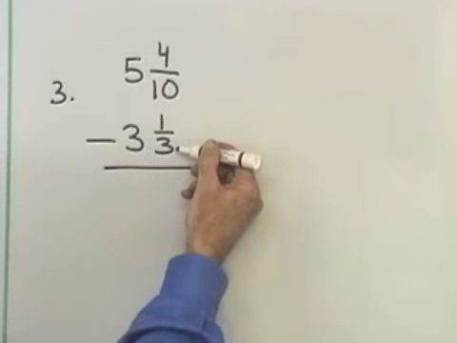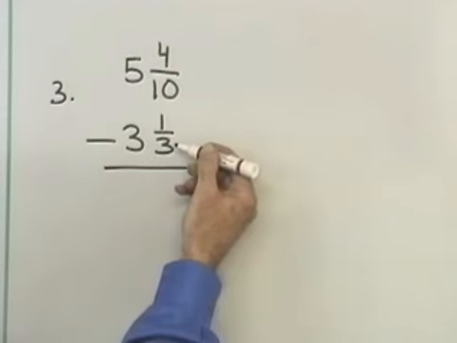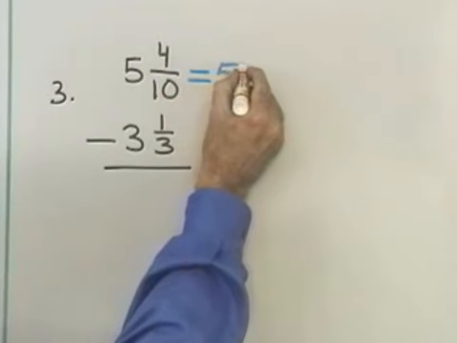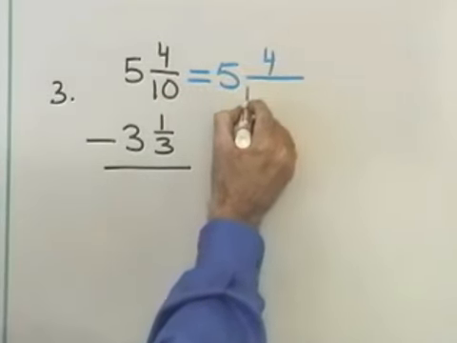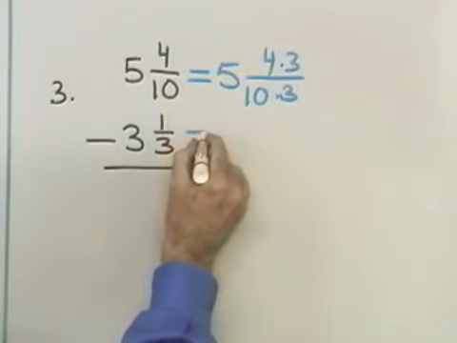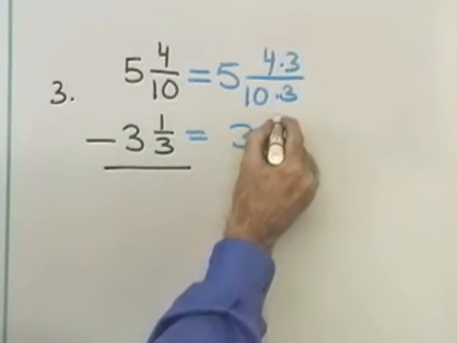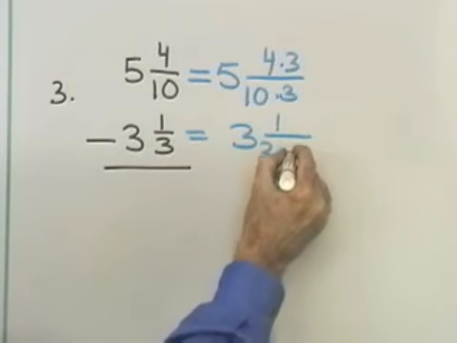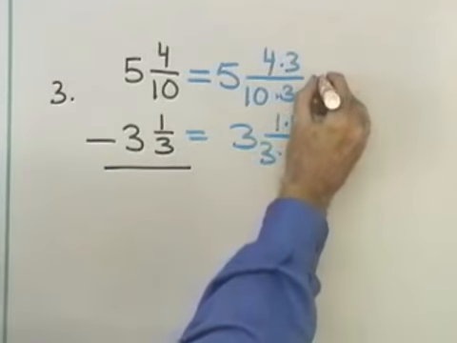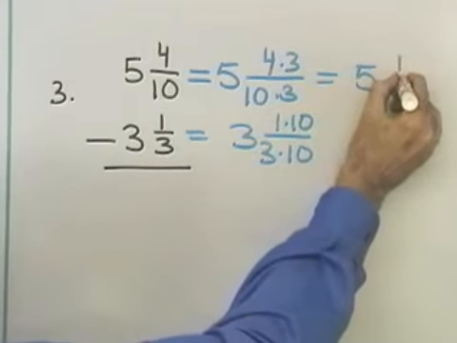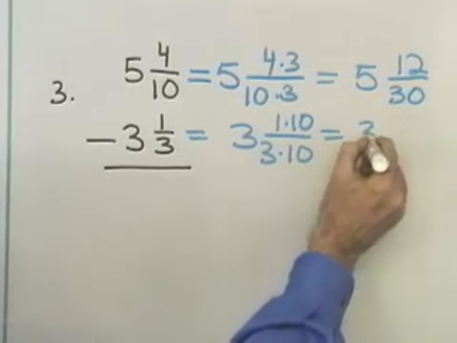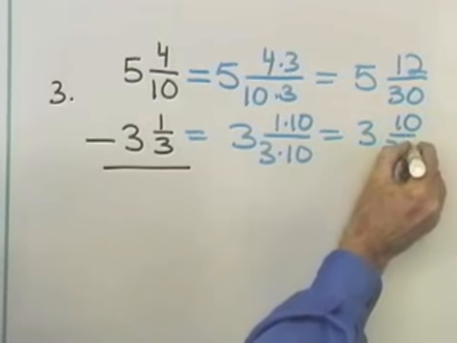Again, I look for the least common denominator. The smallest number divisible by 3 and by 10 is 30. So I'll rewrite this as 5, and I'm going to have to multiply 10 by 3 to get 30, so I'll do the same thing to the numerator. And this will be 3, and I'll multiply that denominator by 10, so that numerator by 10 also. So I'm changing to equivalent fractions. This is 5 and 12 thirtieths, and this is 3 and 10 thirtieths.